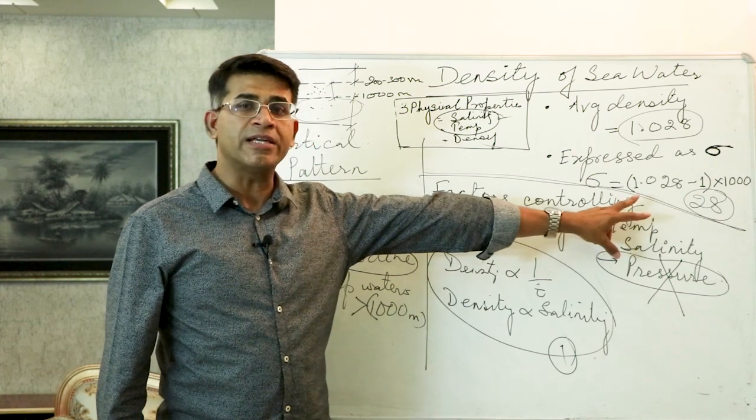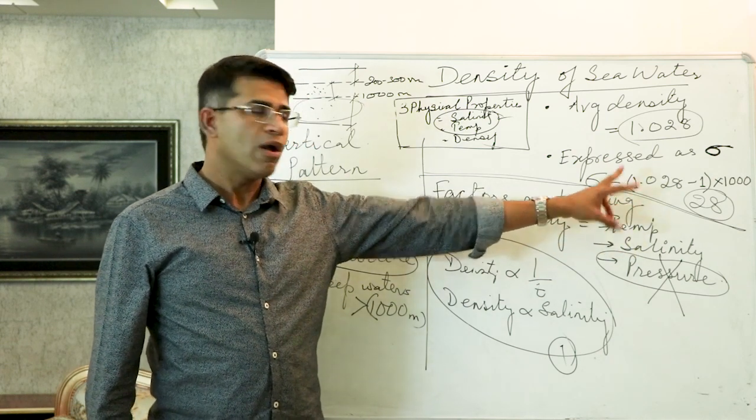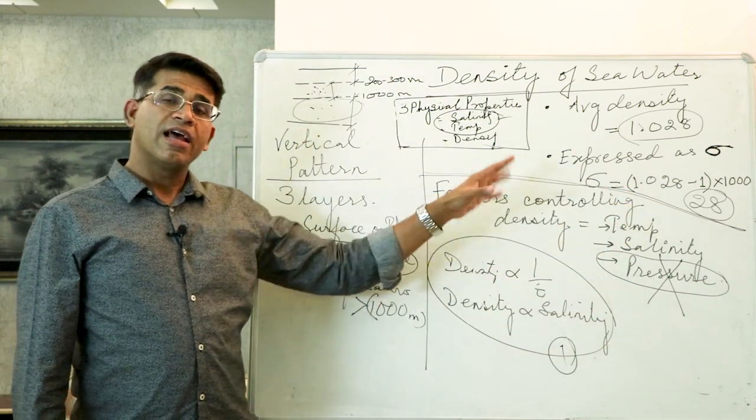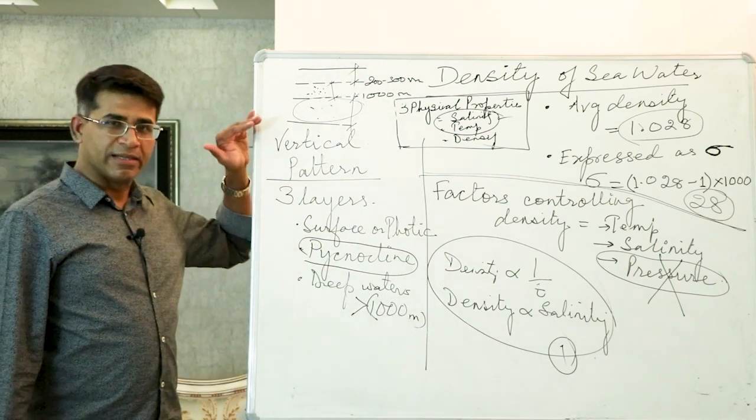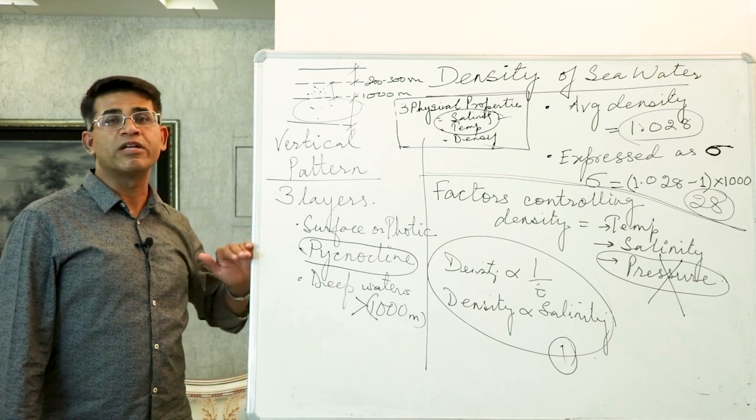So what is the average value of density? How do we express it? As sigma. What are the factors and how are they correlated? What's the pattern of density through the depth of the water?